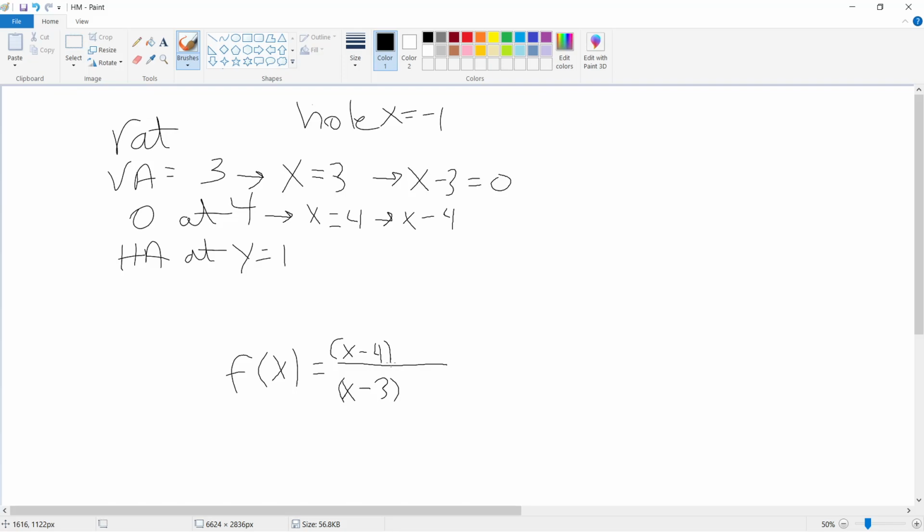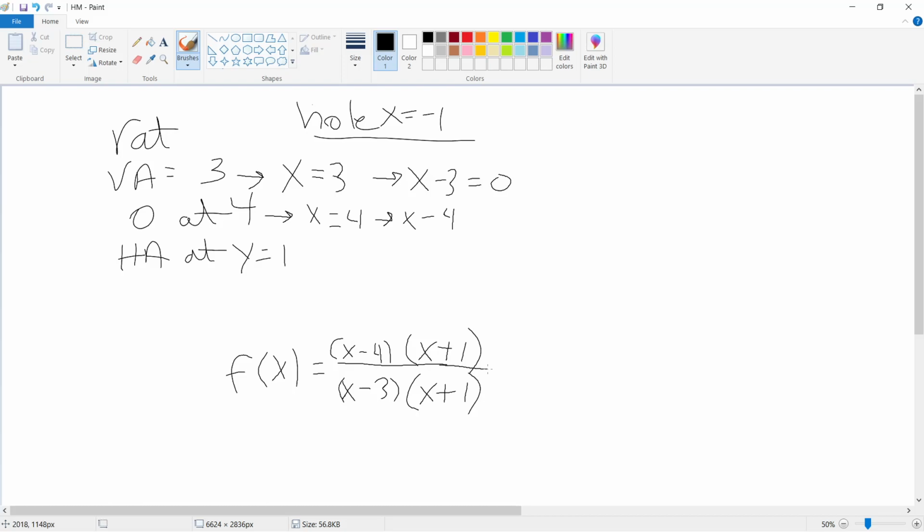And then here's a hole at, not y equals 1, the hole is at x equals minus 1. So that means x plus 1, the factor that goes with x equals minus 1, has to go on top and bottom because that's a hole. It would be an asymptote if the discontinuity didn't cancel. But since it cancels, it turns into a hole.